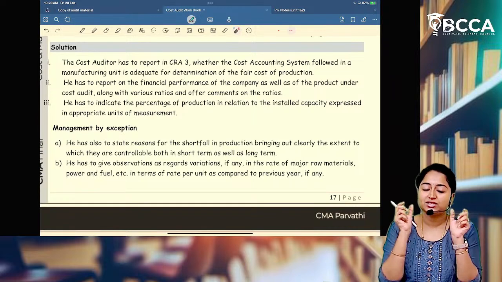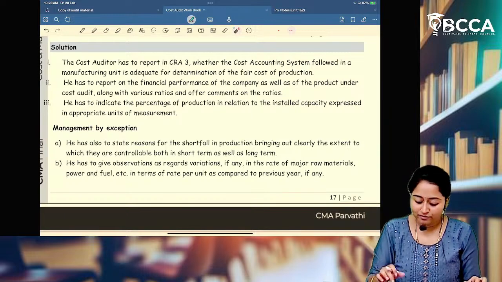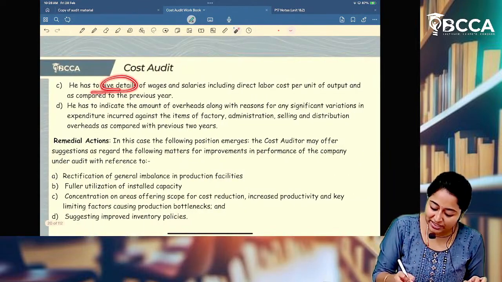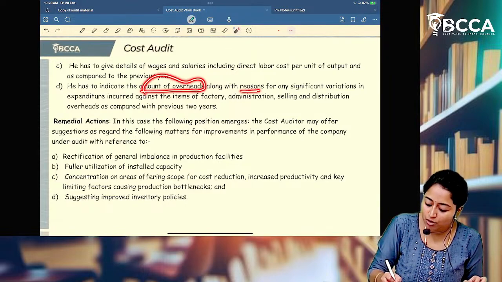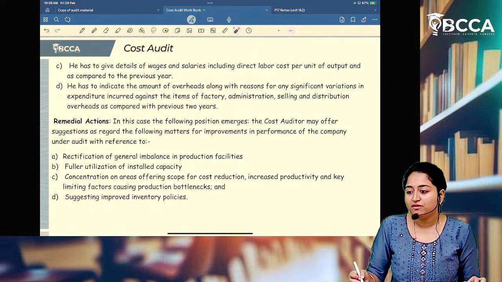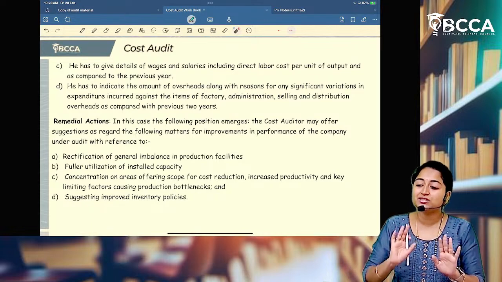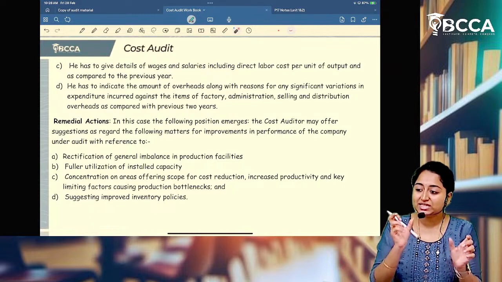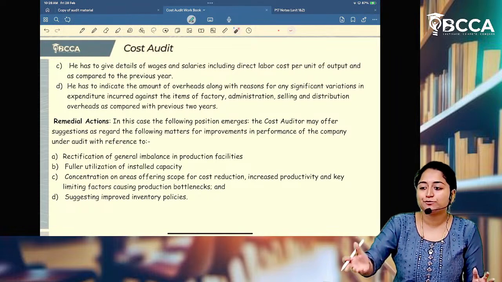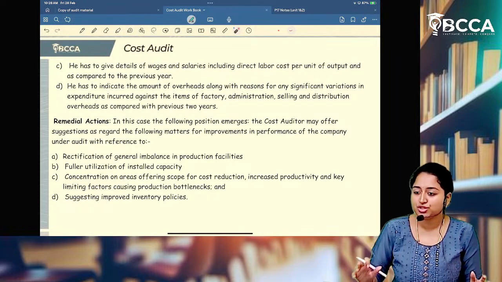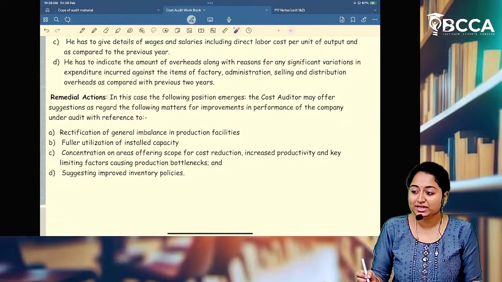He has to express his opinion on where there is a lack. He has to give details of wages and salaries. He has to indicate the amount of overheads along with reasons for any significant variations. Nothing but he has to verify everything which is there in the cost records and cost statements, and he has to explain where the company is backing off. He has to express his opinion and give suggestions regarding that. Now, what remedial actions can be taken by the company?